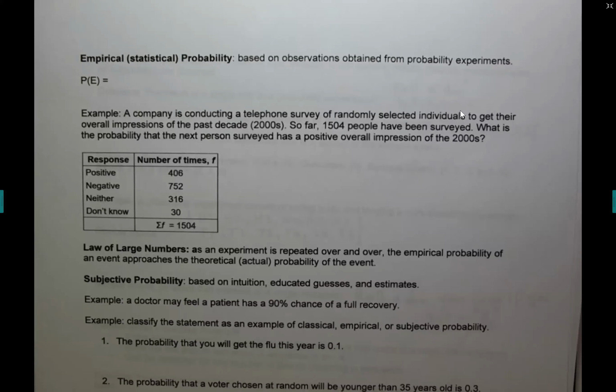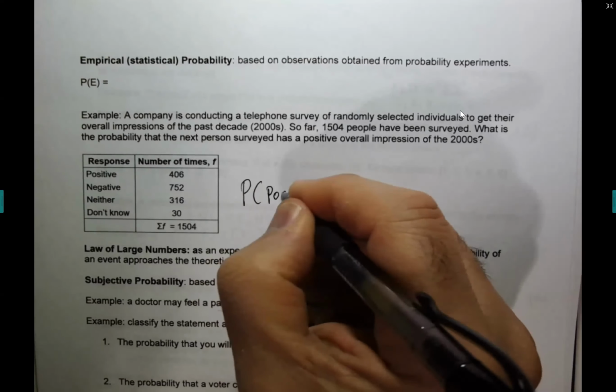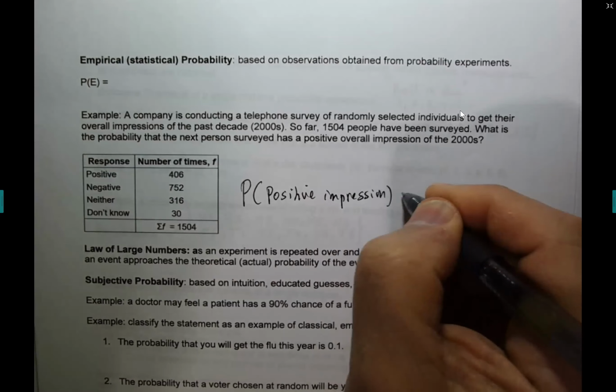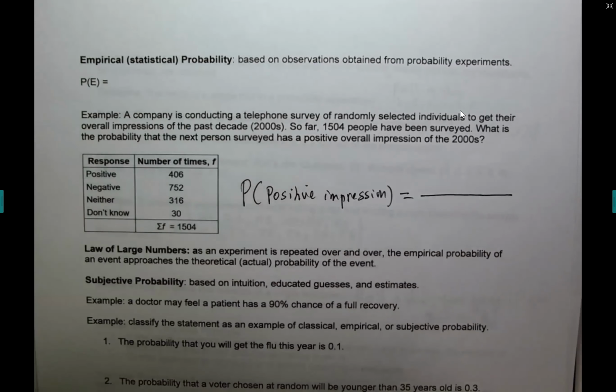There's another definition of probability if you have a table. So you have this table. A company is conducting a telephone survey of randomly selected individuals to get their overall impressions of the past decade. So far, 1,504 people have been surveyed. What's the probability that the next person surveyed will have a positive impression of the 2000s? If you already have a table, guys, you can use it to estimate the probability, the chance.